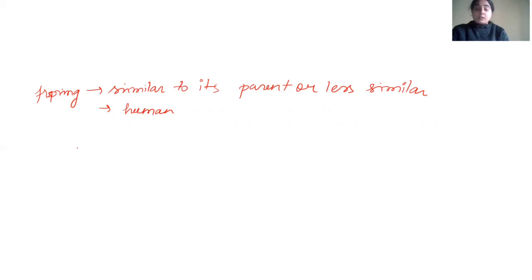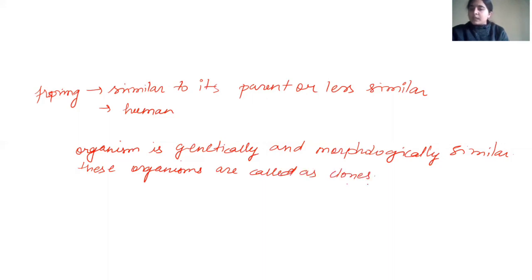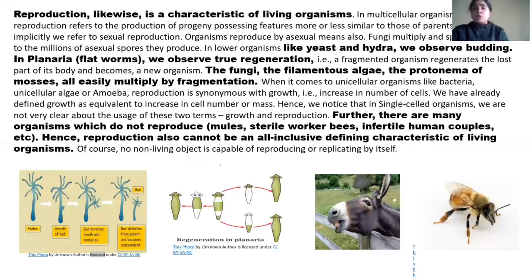When organisms are genetically, physiologically, and morphologically similar, these organisms are called clones, which are exact copies of their parents, whether in a genetic way or in a morphological way.